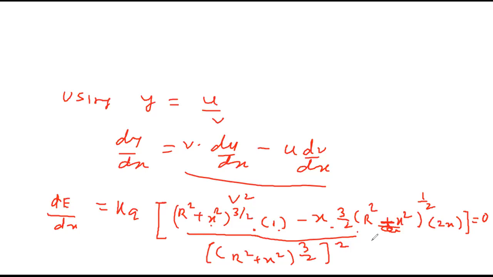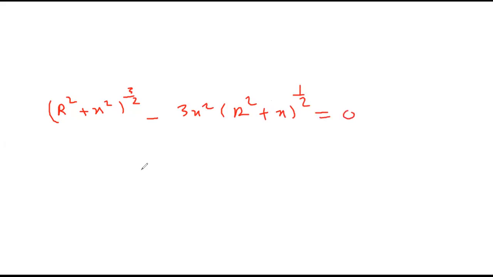Okay, done. Yes, sir. See, it is a little tough but I am teaching all of you. Now when you cross multiply, the denominator (r square plus x square) goes with 0 and kq will come down, only this bracket is left: (r square plus x square) raised to 3 by 2 minus 3x square (r square plus x square) raised to half, this will become 0.